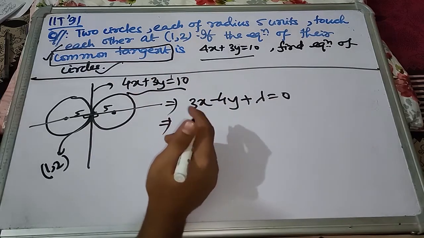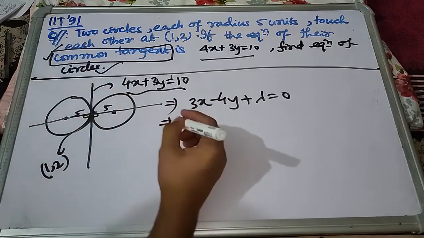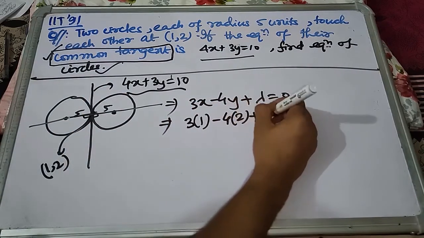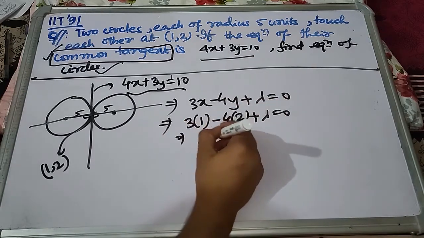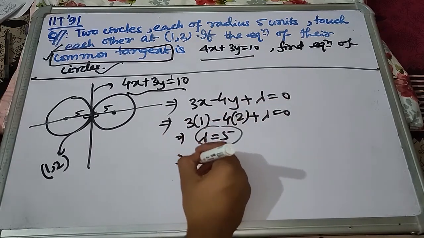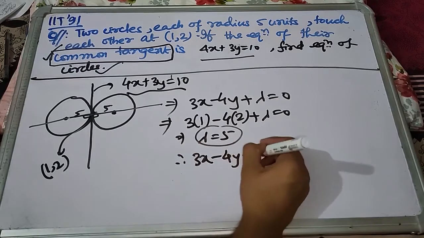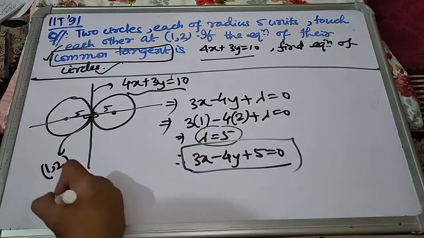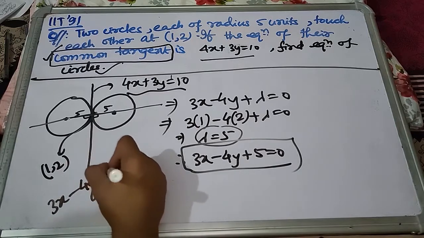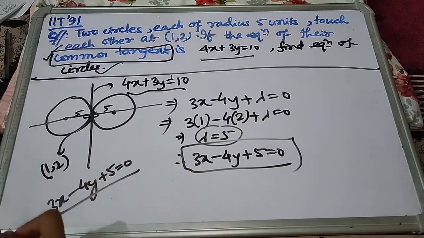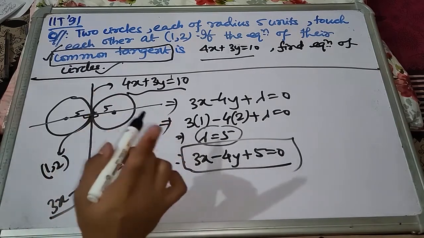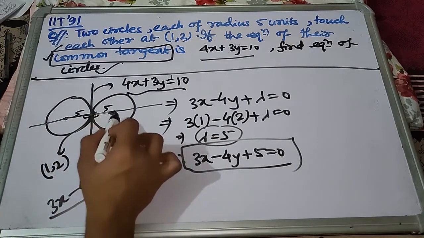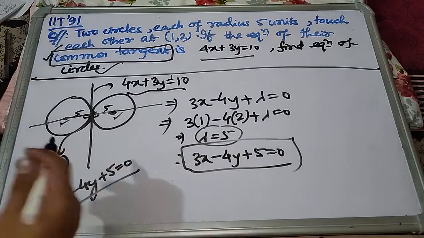Short trick, or you can do it in a long process as you want. Okay, so now what we need to do is put the condition that it passes through (1, 2): 3 minus 8 plus lambda, then lambda is actually 5. Therefore, this equation is 3x minus 4y plus 5 equals 0. Now, for finding the equation of the circle, we have the radius. Just what we need is the value of the center. Then we are good to go.